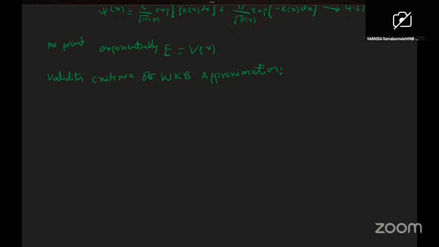The WKB wave function, equations 4.20 and 4.21, are obtained by restricting the expansion of S to the first power of h bar.